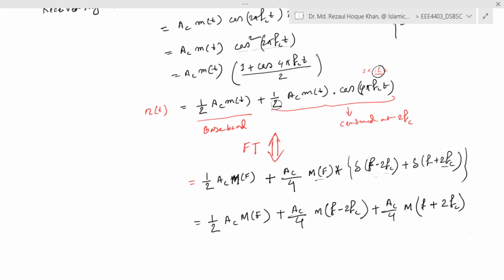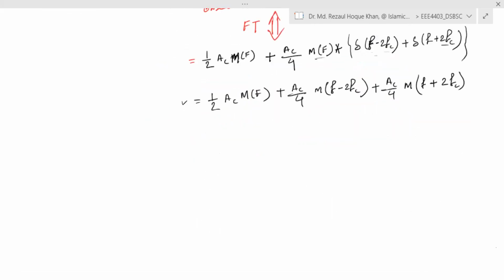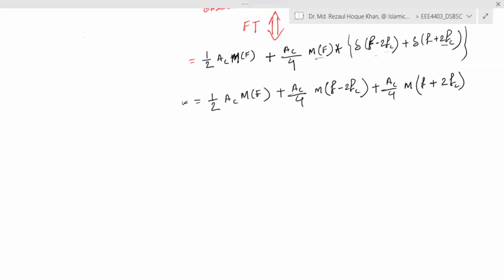So if I draw this picture in the frequency domain, this is the frequency signal.